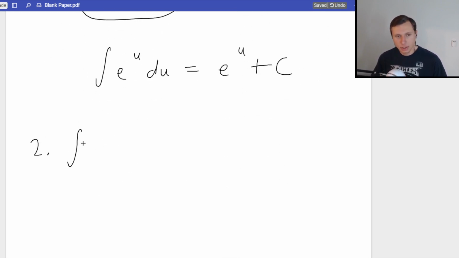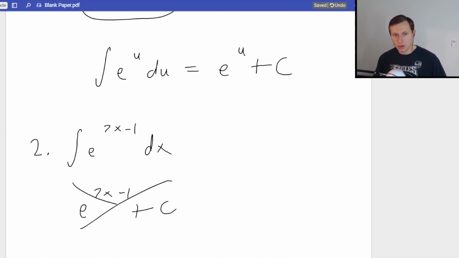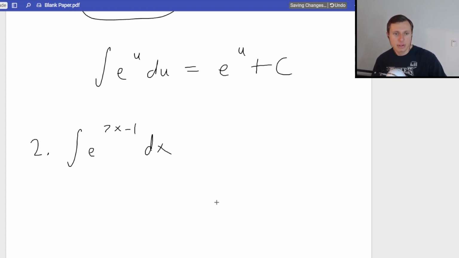I have the integral of e to the 7x minus 1 dx. What is this integral? So first of all, I cannot just say it's e to the 7x minus 1 plus c. This is wrong. You cannot do this. This is not right. Instead, what we need to do is a u substitution. And whenever you have e to whatever power, most of the time, the u is going to be that power. In other words, u is equal to 7x minus 1. This is the right u for this problem.